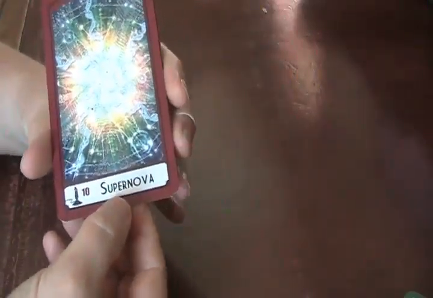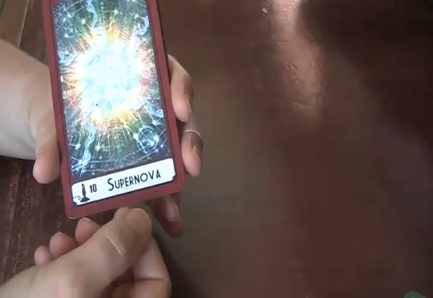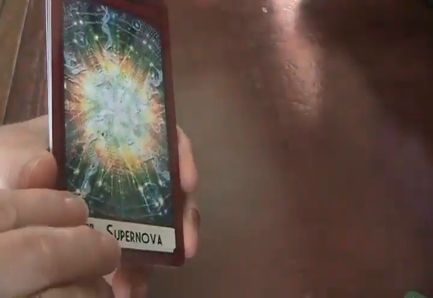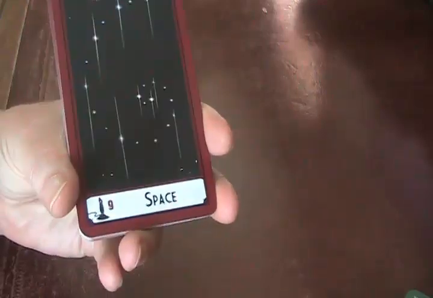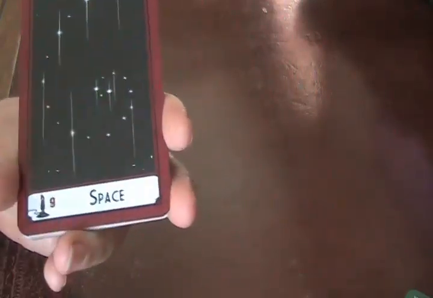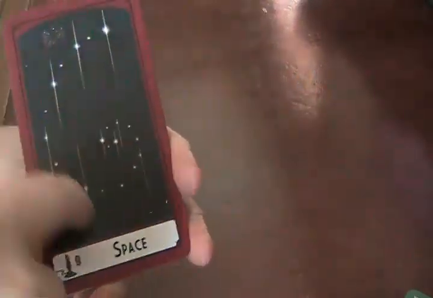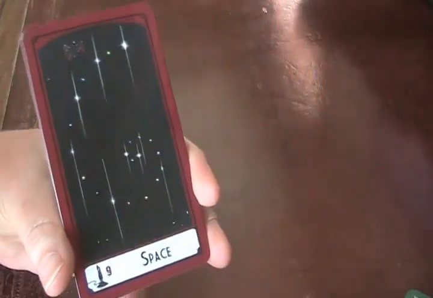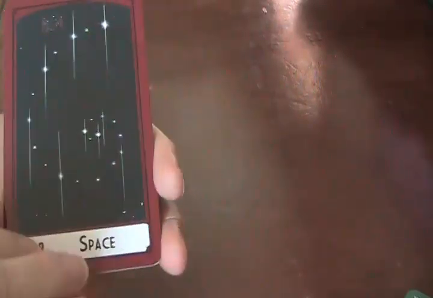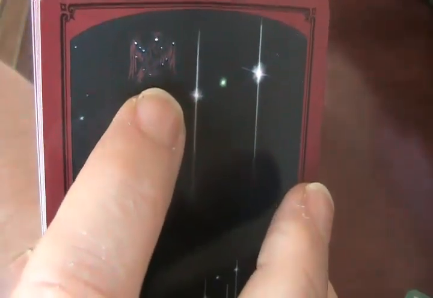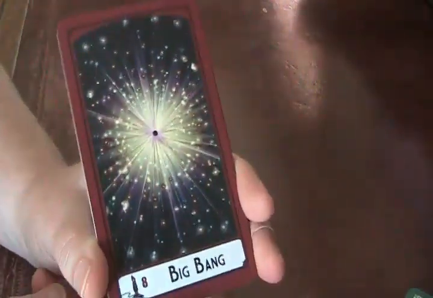10 of Wands, 10 of Fire, supernova, boom. Space. I can see it. There's a spiral in these stars. They are not random. So awesome. There's also, looks like a phoenix up here in a constellation. Or an eagle, firebird. A bang.